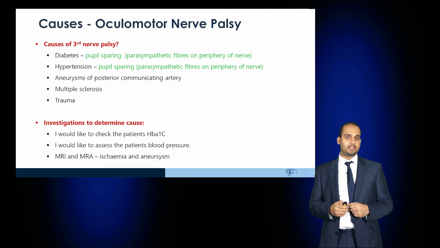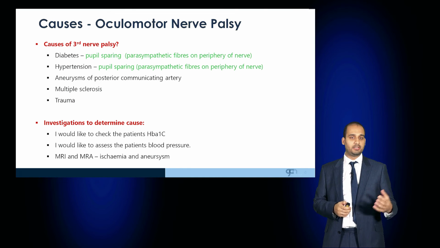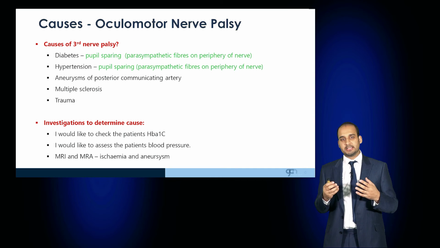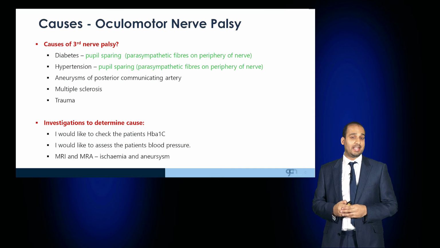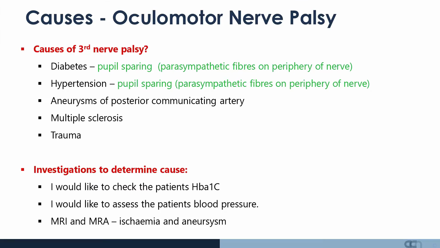The causes of third nerve palsy include diabetes and hypertension, aneurysms, multiple sclerosis, and trauma. And to therefore investigate the cause of a palsy, patients should be checked for diabetes through HbA1c, monitor their blood pressure, but they should also undergo neuroimaging, including an MRI and an MRA, to exclude ischemic or aneurysmal or space-occupying lesions damaging the nerve.